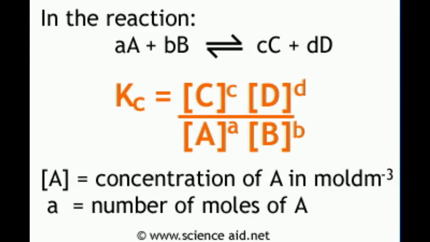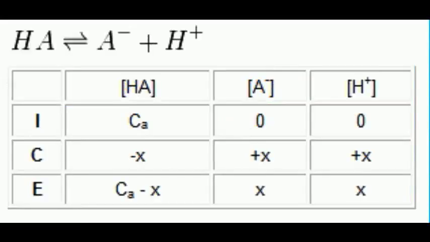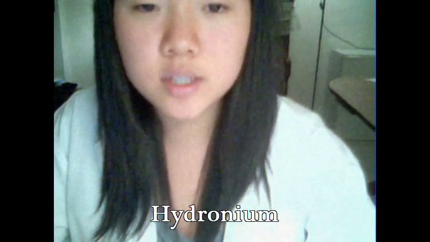Simply, it is a ratio of products over reactant. Equilibrium constant is calculated using an ICE chart. ICE stands for initial, change, and equilibrium. The ICE chart is used to keep track of the changing concentration in an equilibrium reaction. The first row has the initial concentration of acid, and since the reaction is initially undissociated, the concentration of conjugate base and hydronium is 0.